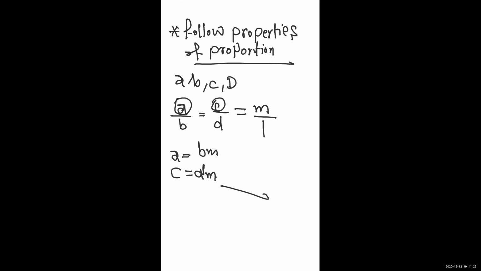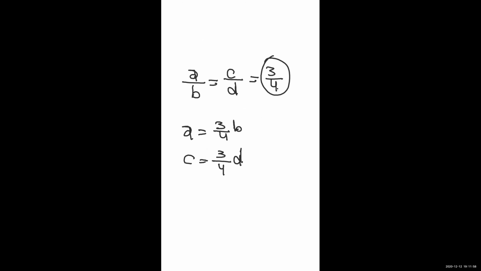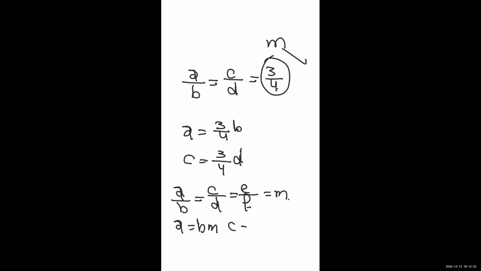Okay, so if there is one example like this, if A over B equals C over D equals 3 over 4, for example, this means A equals 3 over 4 B and C equals 3 over 4 D. We just consider that this 3 over 4 is M. If it's a greater proportion like A and B and C and D and E and F, so A over B equals C over D equals E over F and so on, then it will equal M. So in this case, A equals BM and C equals DM and E equals FM.